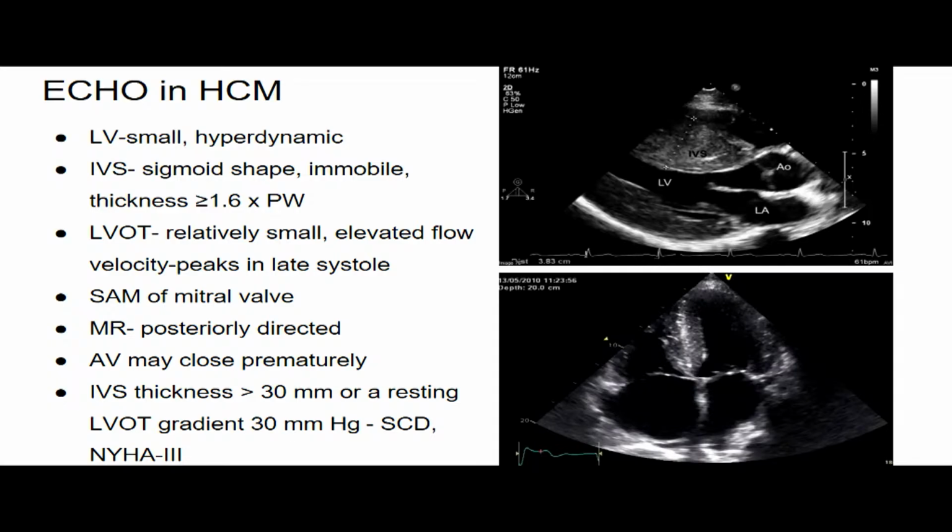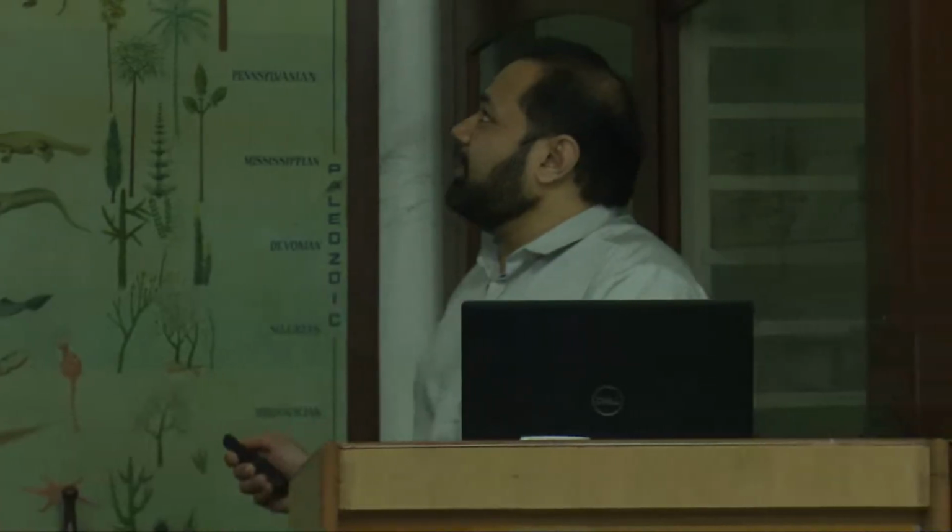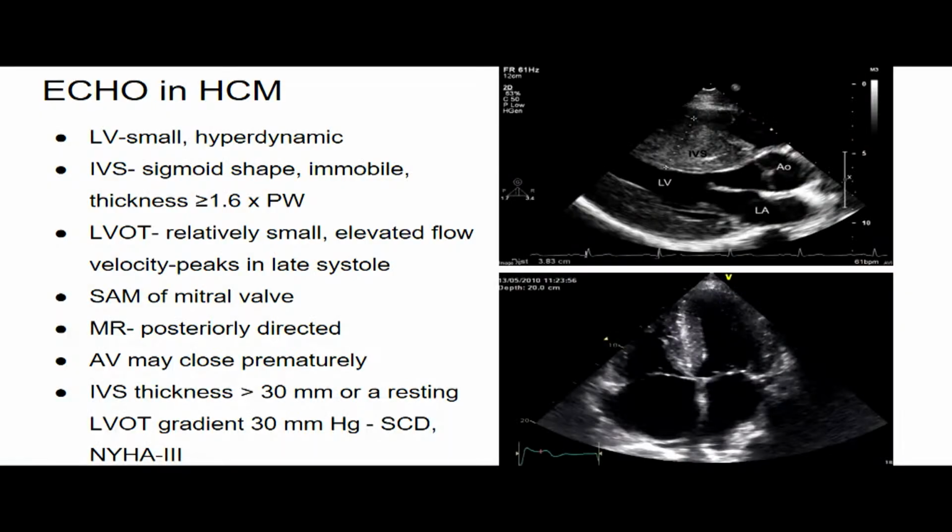So now this is echo. These are sets of tests we have to do. Okay, I'm just trying to correlate because once you see the gross anatomy, you should be able to differentiate whether the septum is hypertrophied or not. Okay, so this is an echocardiography image. Okay, this is one view.